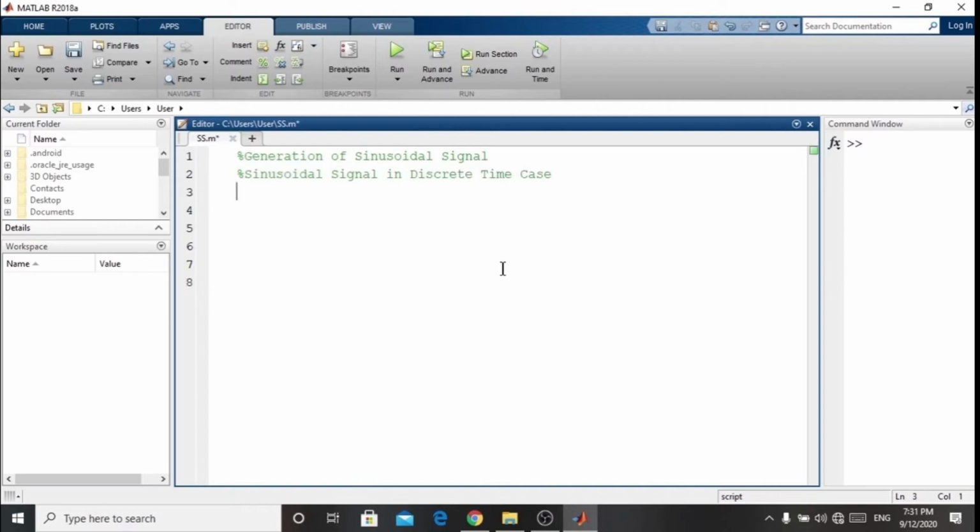For that we want to define the independent variable first. Here the independent variable is discrete time instances. Let's define it as vector n with the minimum value minus 10, a spacing of 1 and a maximum value 10.